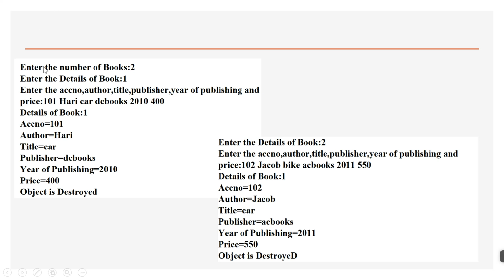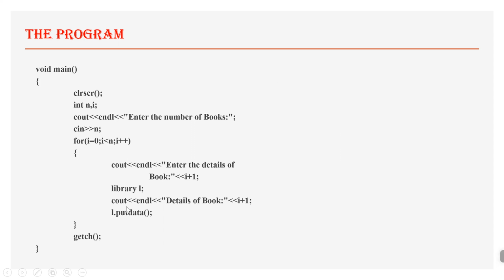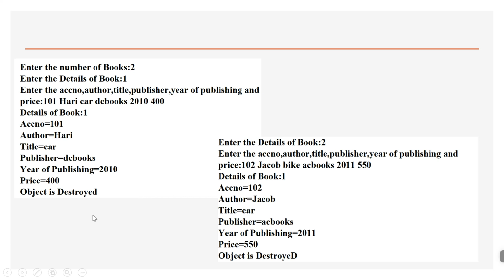Maybe the number of books is 2. The first book's details you have read. Once it is executed, you see the object is destroyed. Automatically the object is destroyed. How come? Because you are defining the destructor. Ultimately, once this goes out of the loop, before a new constructor is initialized for the new value, the destructor function will execute. Then you get the message object is destroyed here also.